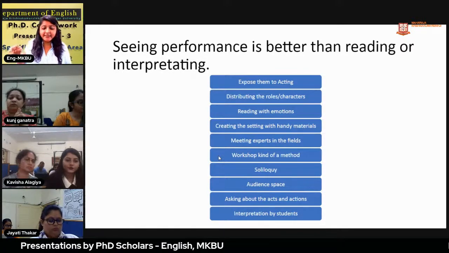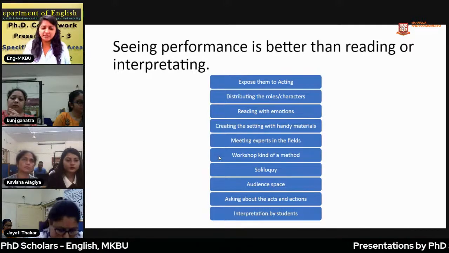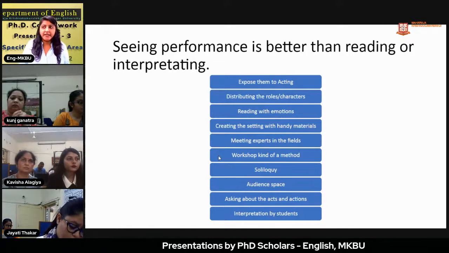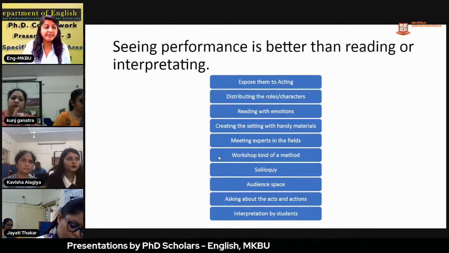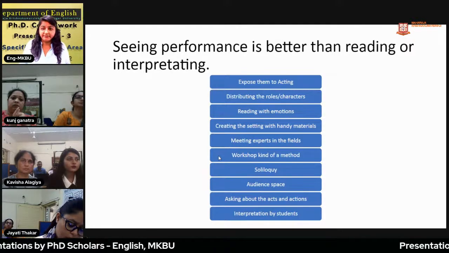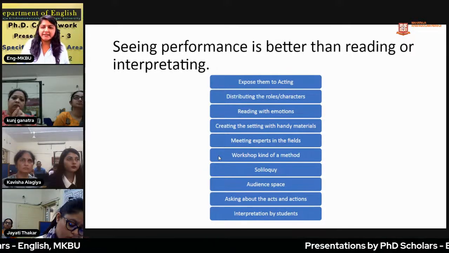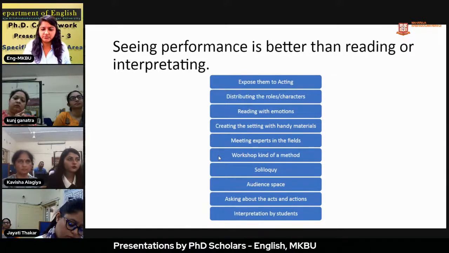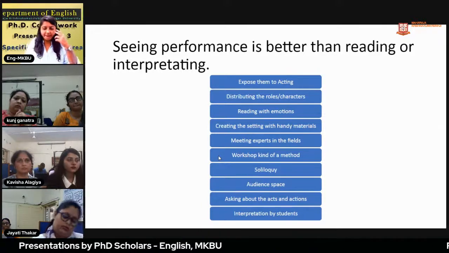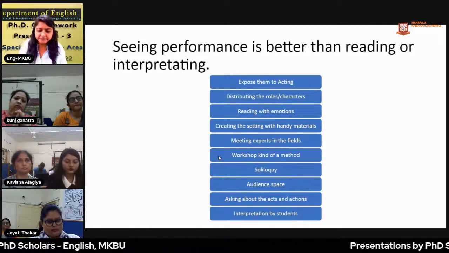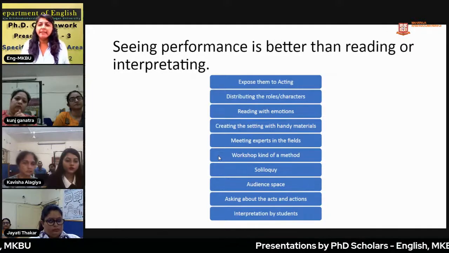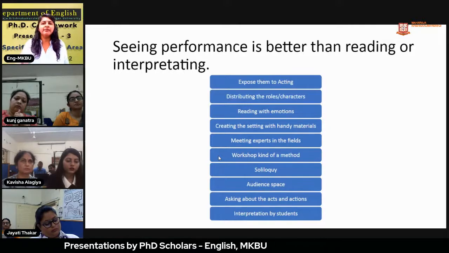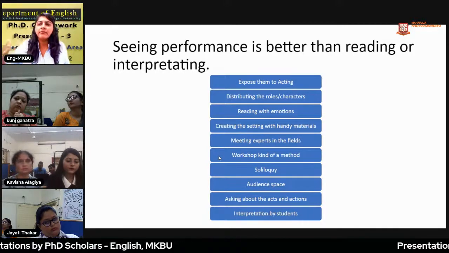Creating the setting with handy materials which are in the classroom. Meeting experts in the field. It may happen that the person who is performing drama does not have the so-called degree sometimes, but he is a master of teaching, or we can say drama techniques. So that can be done by exposing them to experts in the classroom. And it is not the preaching method, but a workshop kind of method when you are making them perform.